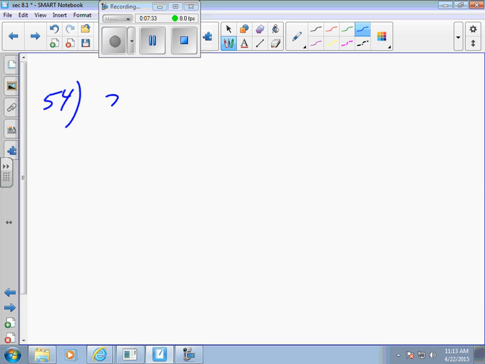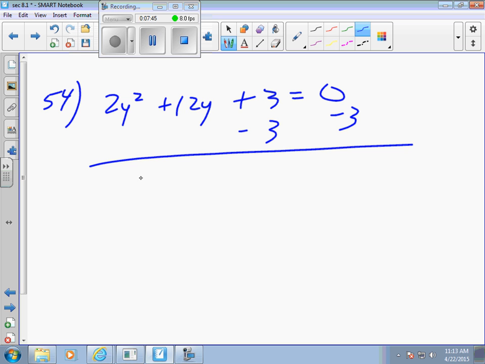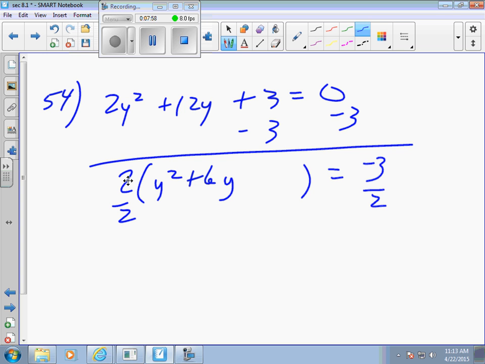54, I have 2y squared plus 12y plus 3 equals 0. Again, moving the constant to the other side and factoring whatever is in front of your squared term. So y. And on the other side, I get negative 3. I want to divide by that 2, divide by the 2. Half of 6 is 3. 3 squared is 9, so I'm going to add 9 to both sides.